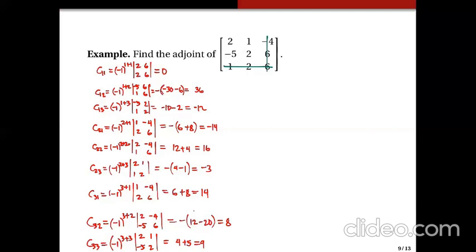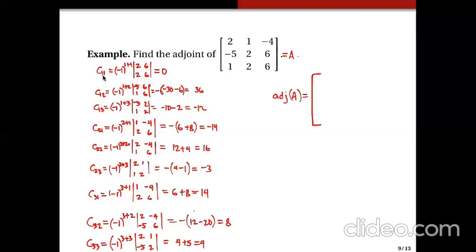Okay, therefore, the adjoint of the matrix. If I'm going to label this as matrix A, then the adjoint of the matrix. In here I will already write the actual adjoint, meaning the transpose of the cofactors.